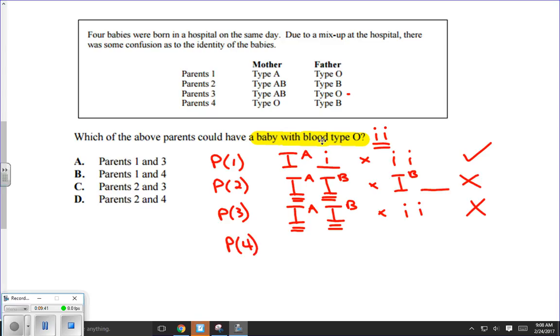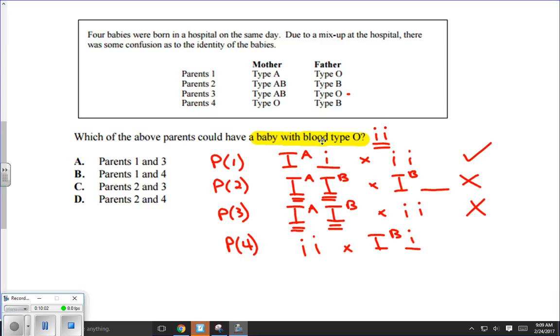Let's look at the fourth set of parents. Fourth set of parents, the mother is type O, so she is little i, little i. The father is type B, so he is big IB, and then either a big IB or a little i. We don't know, but what we need to find out here is, is it possible for him to have a little i? And yes, it is possible.